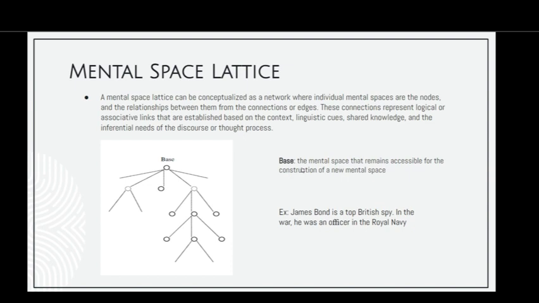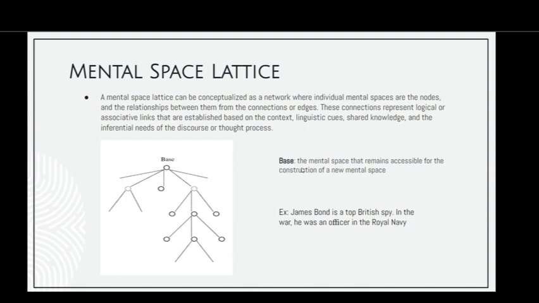Let's take the example. "James Bond is a top British spy. In the war, he was an officer in the Royal Navy." Here, the first sentence, "James Bond is a top British spy," creates a mental space which gives information about the element, which is James Bond here. And "top British spy" acts as a space builder in this sentence.